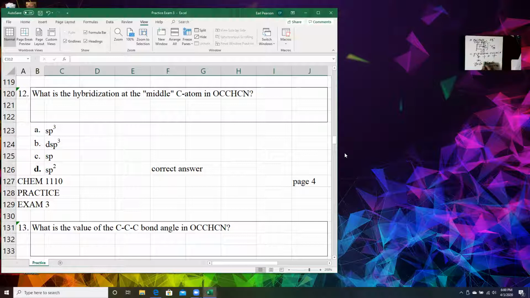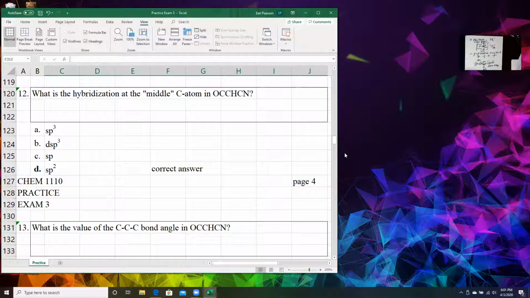So what's the hybridization of the middle carbon atom? That one right there is the one we're talking about. So what I would do is, what is its VSEPR notation? How many atoms are there attached to that carbon? 1, 2, 3. So it's an AX3. Now, how many lone pairs are on that carbon atom? None. So this is the structure, AX3.